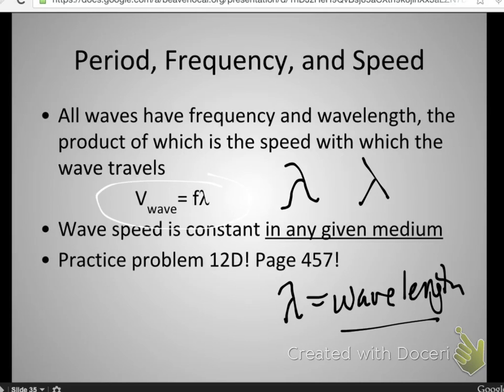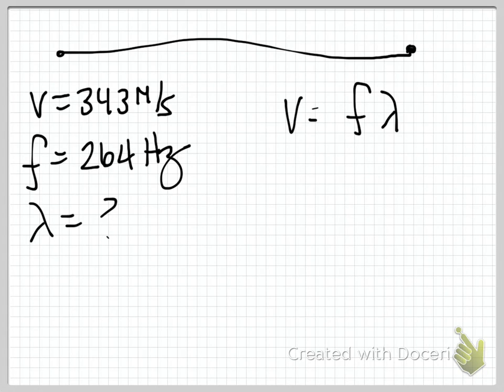Okay, so you're going to like these because they are like the simplest possible three-part algebra. If you'd be so kind as to look at 457. Okay, so this is from page 457 in your book. These are the 12D problems, and you're, like I said, you're going to really like this. So here we're talking about a string in the piano. So this is a sound wave. This is, well, it's a wave on a string, which would then create a sound wave in the air.